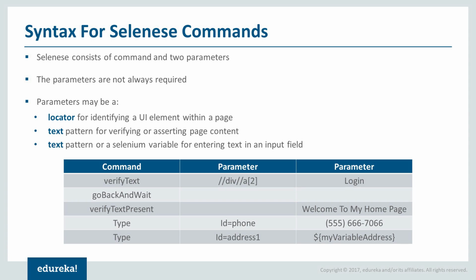So the parameter may be a locator, a text pattern for verifying or assertion, or a text pattern or a Selenium variable for entering a value in the input field, okay? If you're verifying text present, then the parameter it requires is the text that it has to assert, right? And if you have type, for example, say you're going to enter some value, then that is what it is going to take.